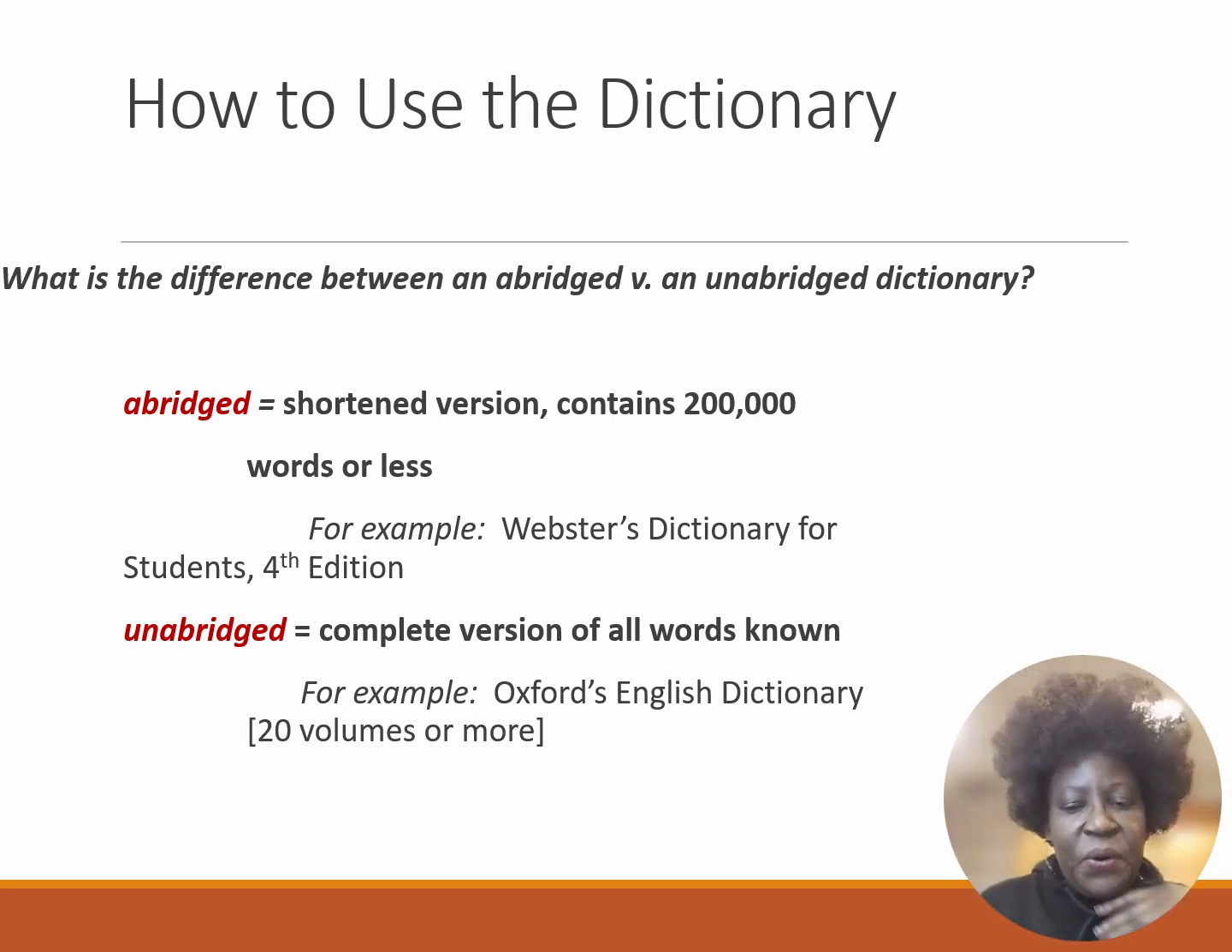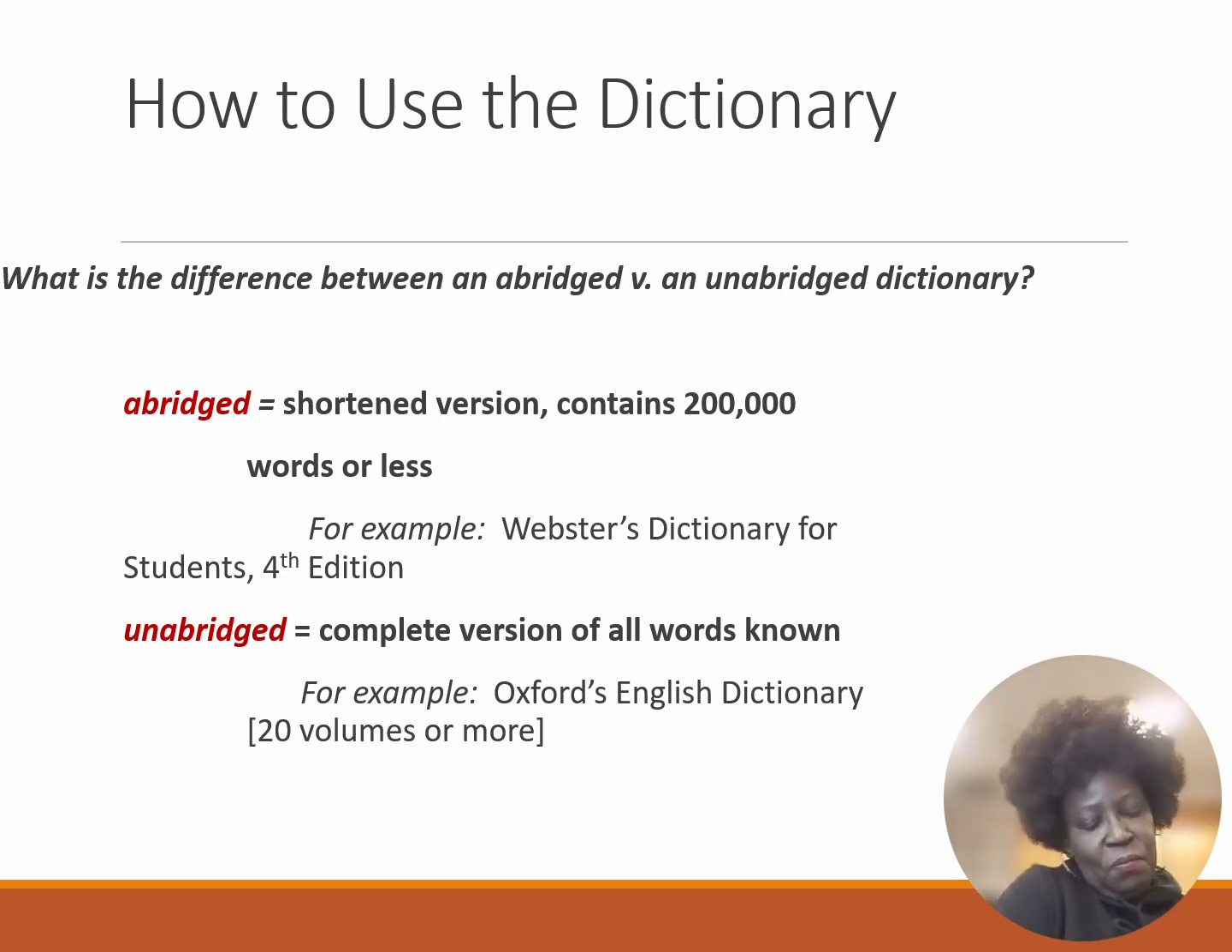Okay. Whereas an unabridged dictionary is a complete version of all the words known at that current time. For example, the Oxford English Dictionary, if you go to a public library and ask for the Oxford English Dictionary, you're going to find that there are massive volumes of all those words that have been bound in books, okay, 20 volumes or more.